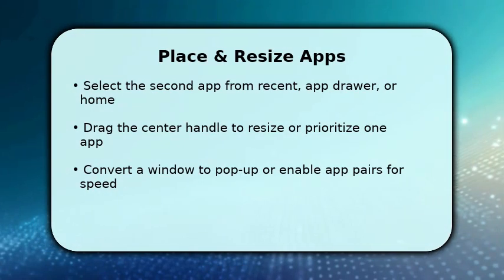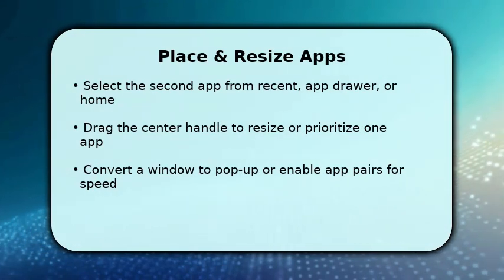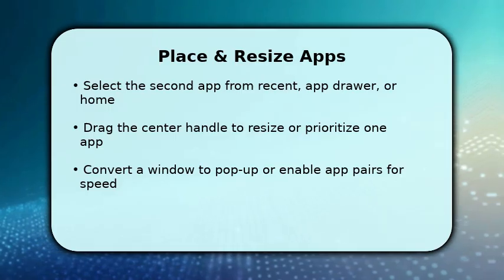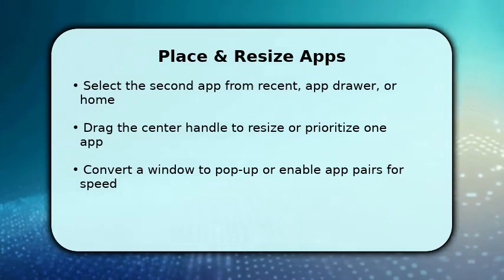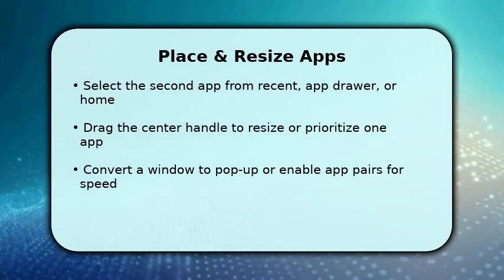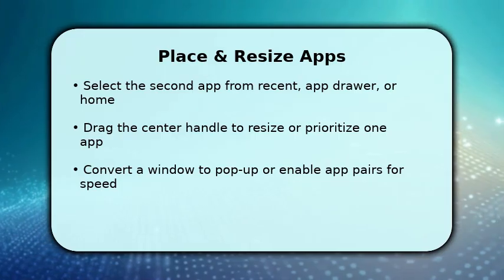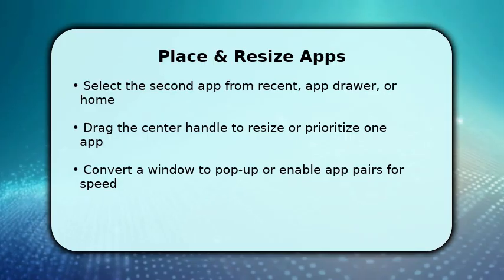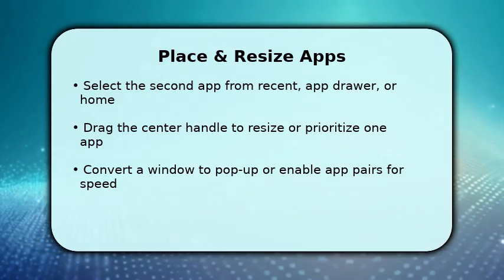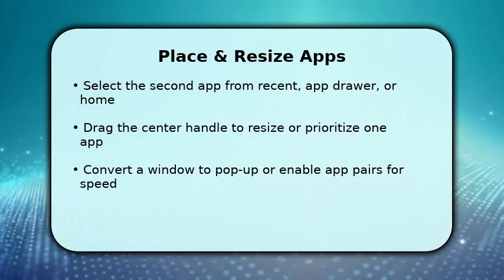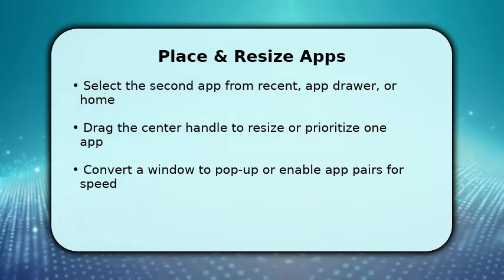Select the second app from Recent, the app drawer, or Home. Tap its icon and pick Open in Other Window to place it. Use drag handles between windows to resize, drag toward the larger app to prioritize it, or pull to split evenly. You can convert one window to pop-up view by tapping the app icon and choosing pop-up if you need temporary access. Make sure to enable App Pair or Edge Panel shortcuts for frequent combinations, because that saves time and creates consistent layouts for multitasking.